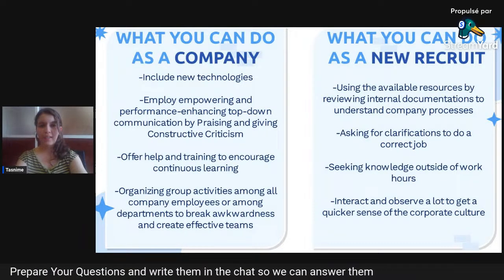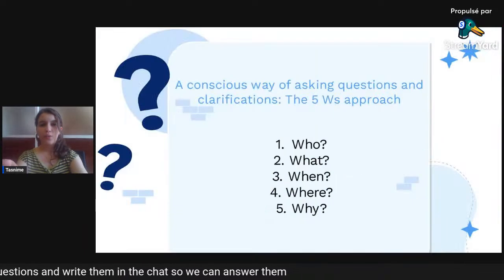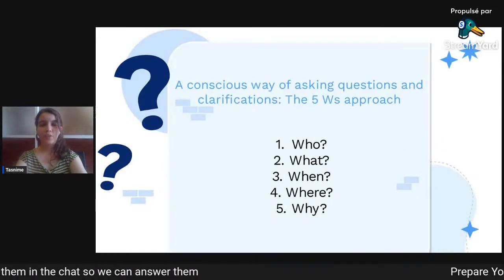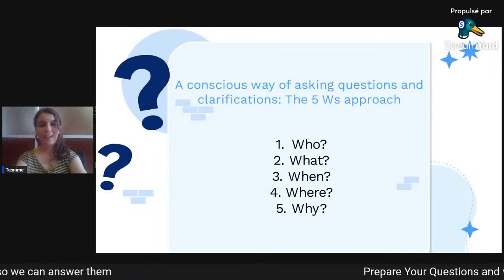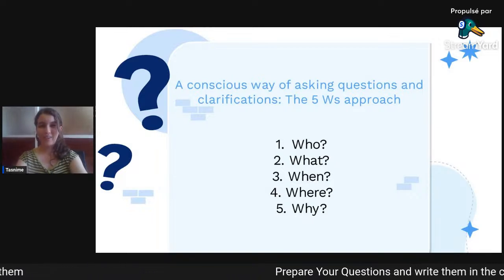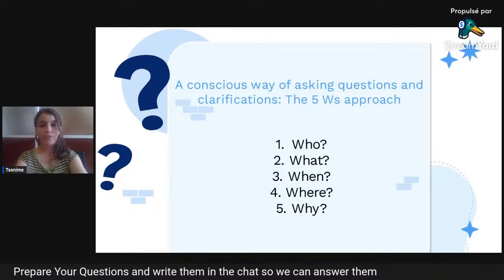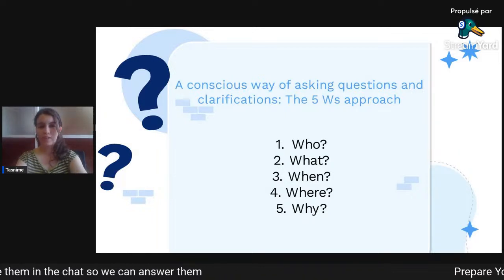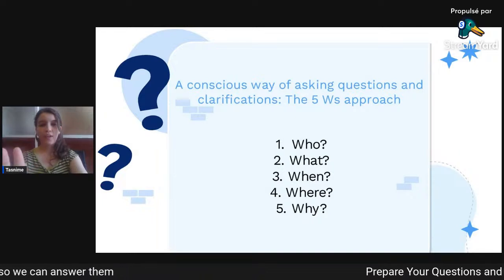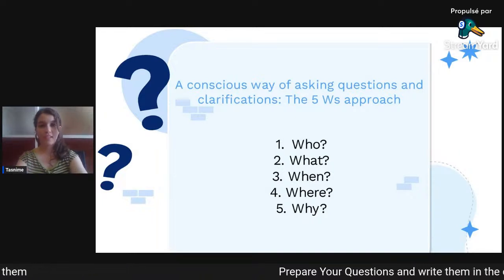So next, we're going to see that a constant way of asking questions and clarification is the 5 W's approach. So as we said, a lot of new recruits fear asking questions, thinking this could be a sign of incompetence. However, it may be more beneficial to ask questions than mess up and give a bad impression on the first day. So the 5 W's can be divided as such.